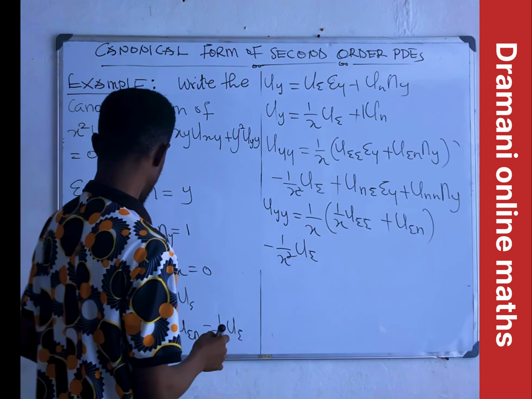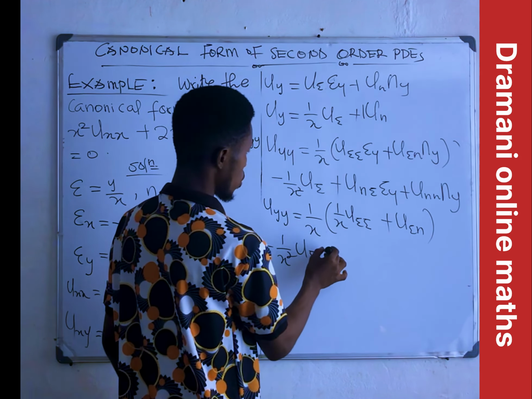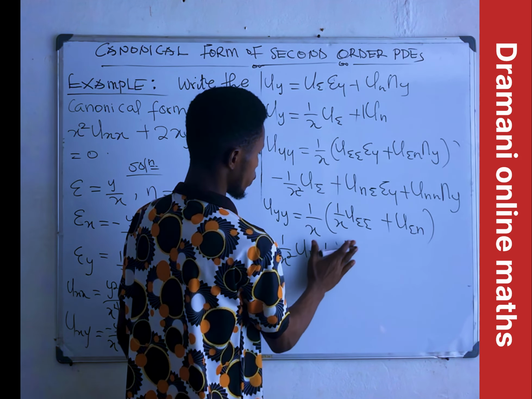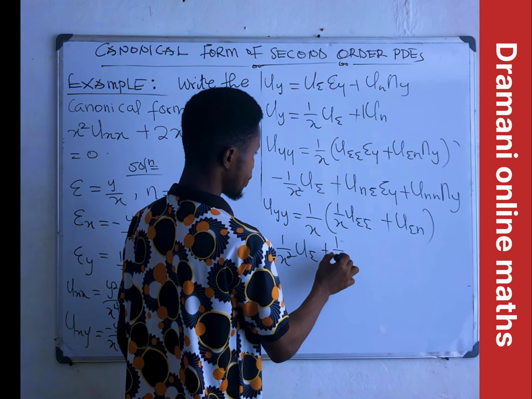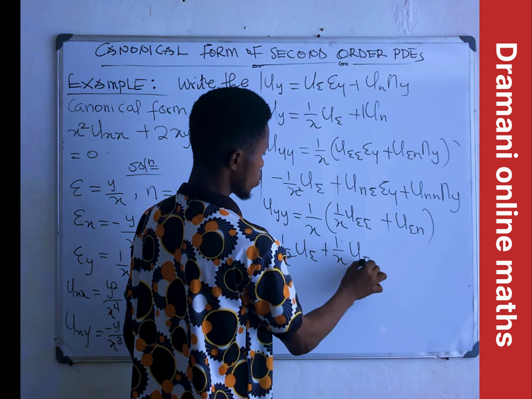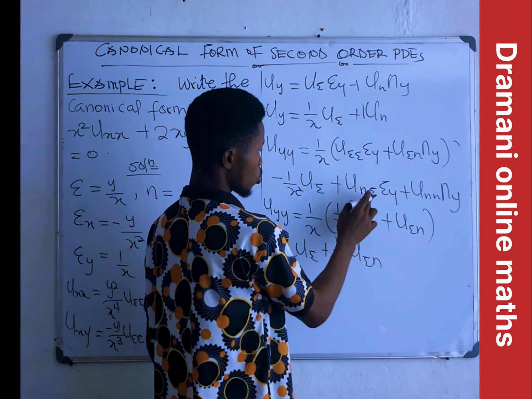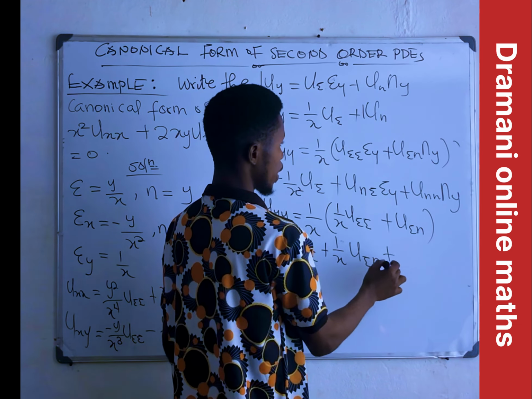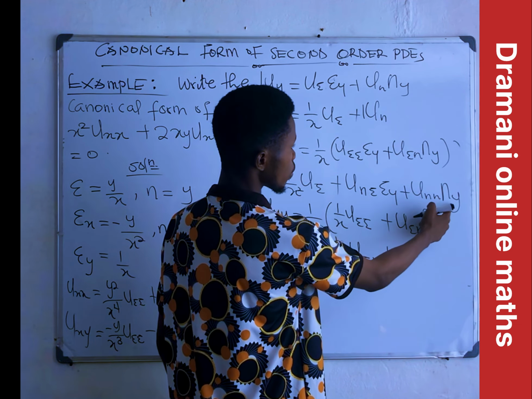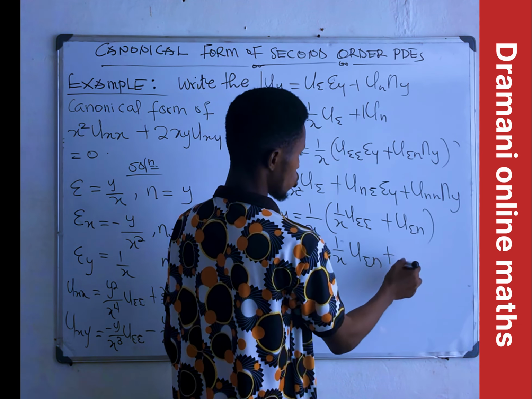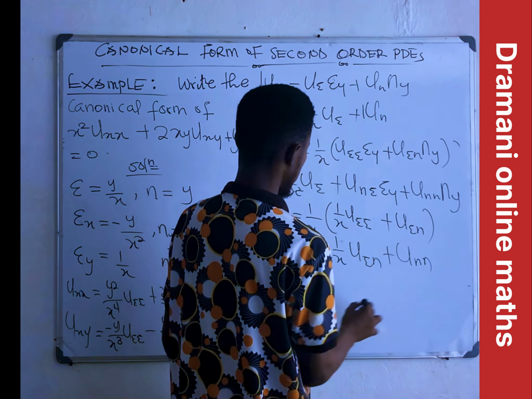ξ_y is 1 over x. So we have plus 1 over x u_ξη. I told you that you can interchange this. Plus η_y is 1, so that will be u_η.